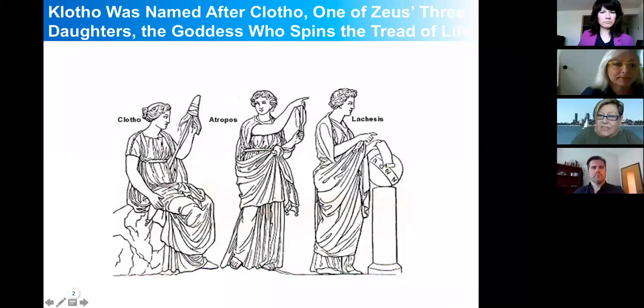Klotho made the thread, Atropos measured it, and Lachesis cut it at the end, which indicates death. So this is according to the Greek mythology. And the person who named the gene after Klotho, you will see in a moment why he did that.